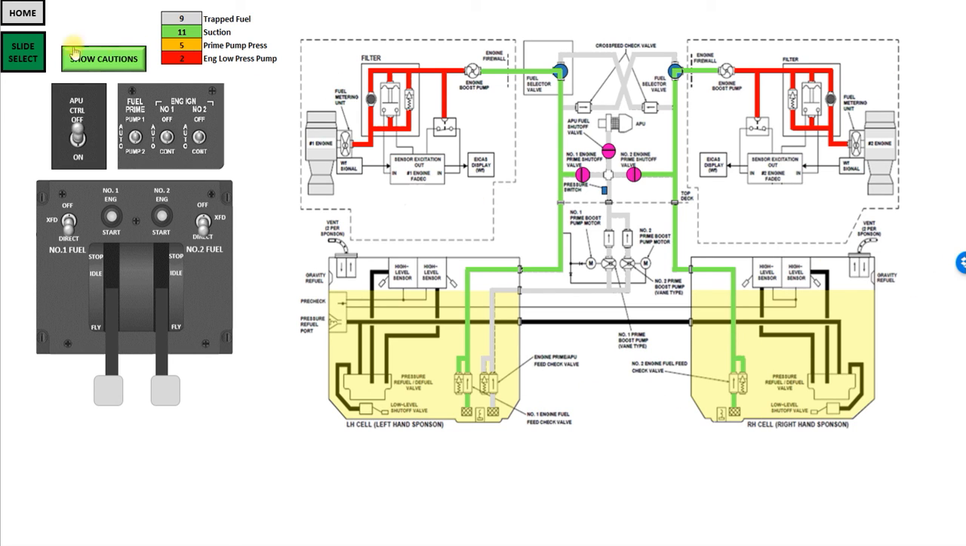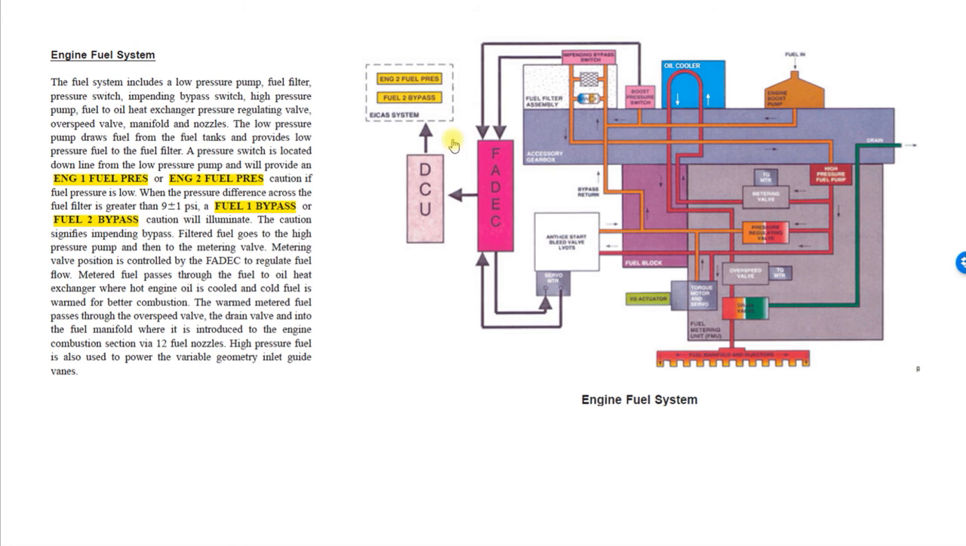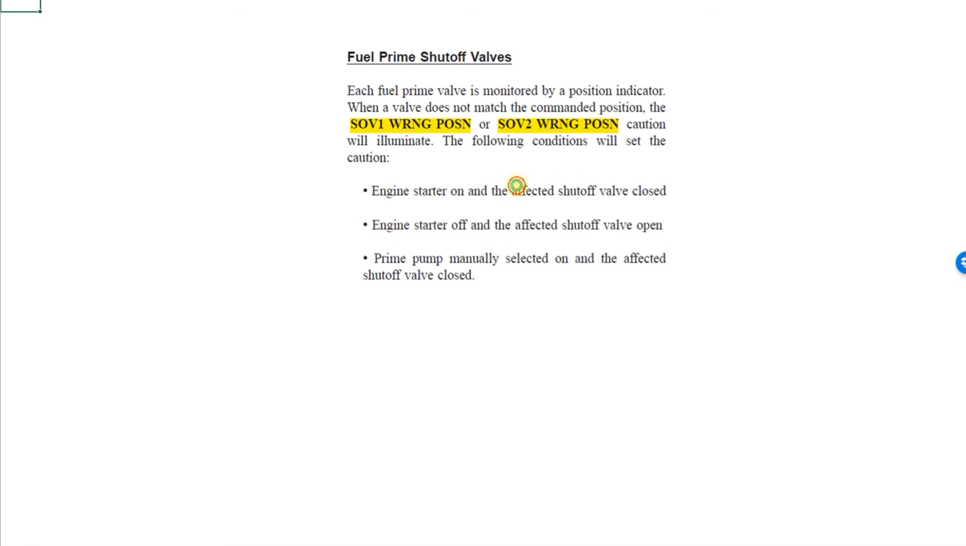Once you are in this configuration, the show cautions button will appear. If you press on that, all the associated cautions and advisories for the main fuel system will appear. You can click on those and it'll take you to further information from the RFM, just to show you what will bring the caution light on.